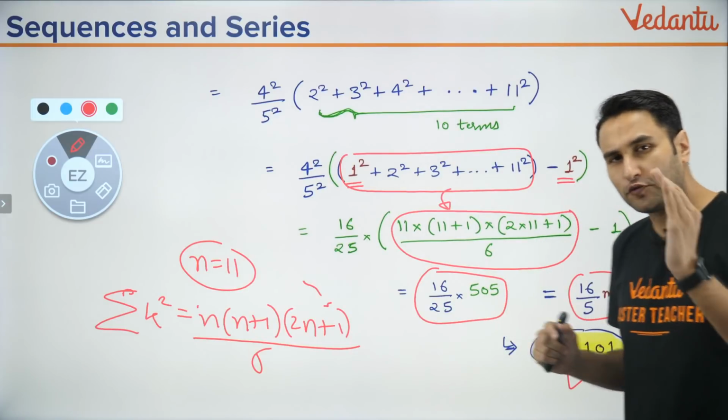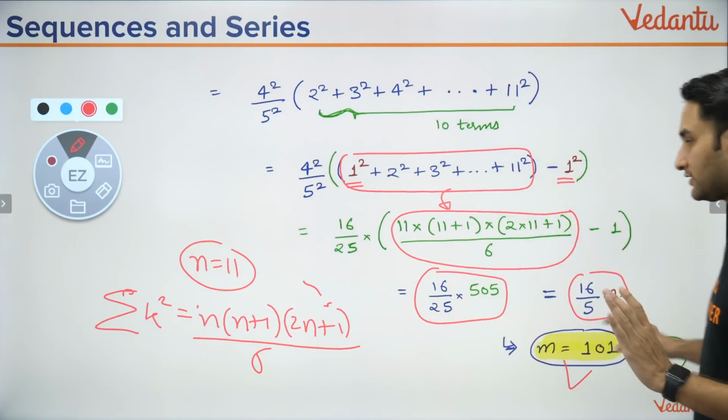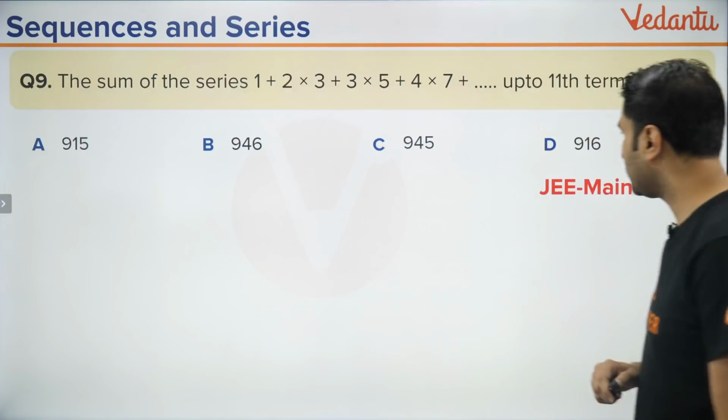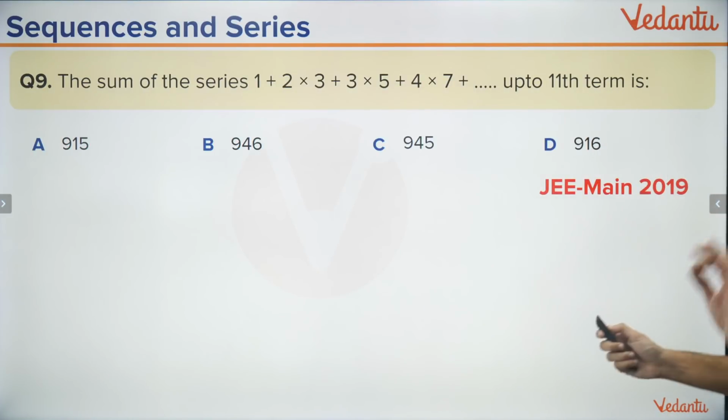Now let us move to the other variety of problems in this. ठीक है, कहाँ गए? We are here. So let's do the other variety of problem. Now look at this. Now this is the second variety of problem. Look here.